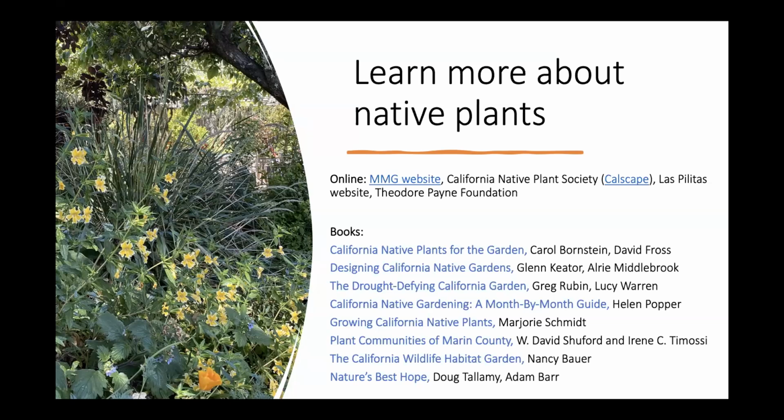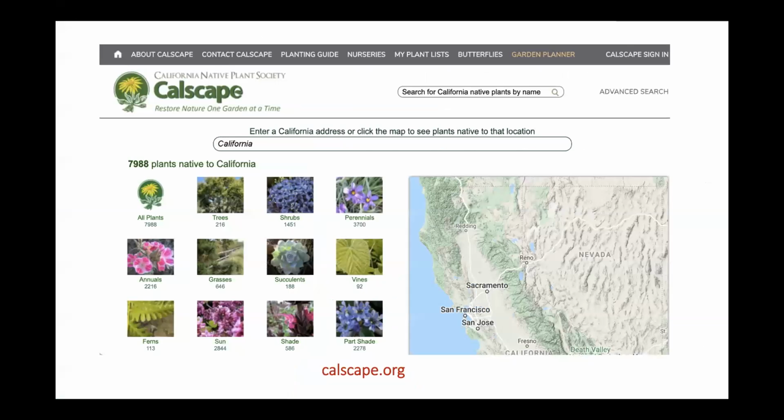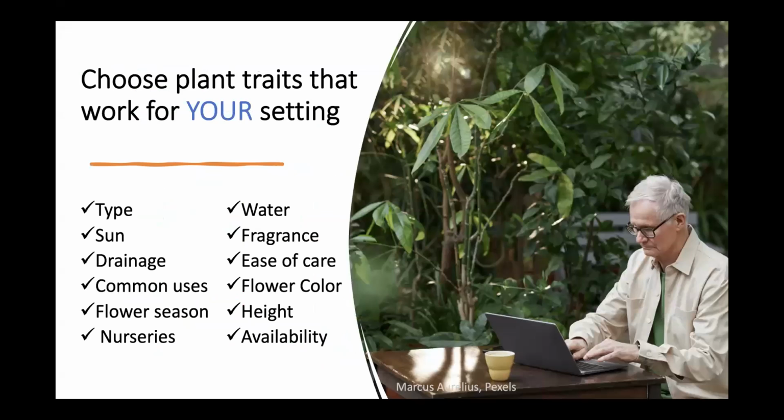The Marin Master Gardener website has information on native plants as well as a plant list, recommended plants and so forth. And of course, there's Calscape that Dr. Talame mentioned, where you can put in your address and see what plants are native to your exact area. So great. And that's what Calscape looks like. You just go in, put in your address, and bam, all the plants native to your area are right there. Really fabulous resource.